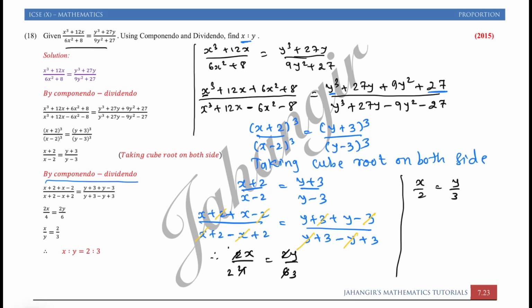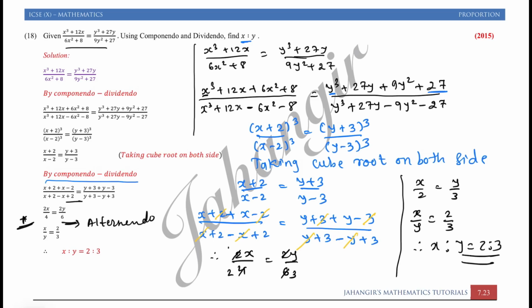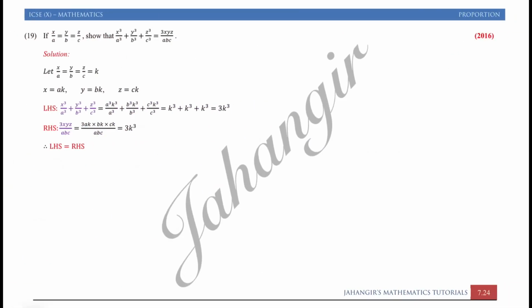So I will take alternando. By alternando I can write x upon y is equal to 2 by 3. So therefore I will get x is to y is equal to 2 is to 3. Okay. Now next question. Next question is quite simple.